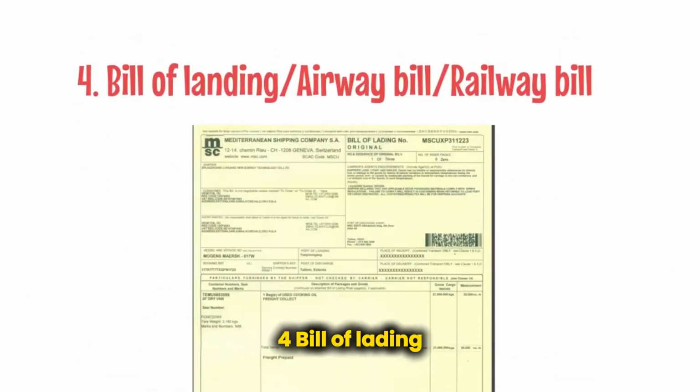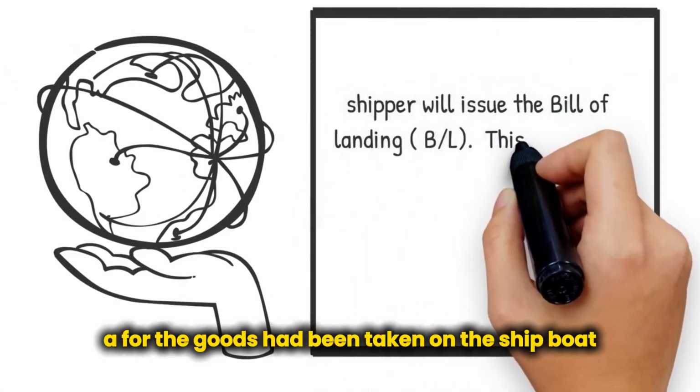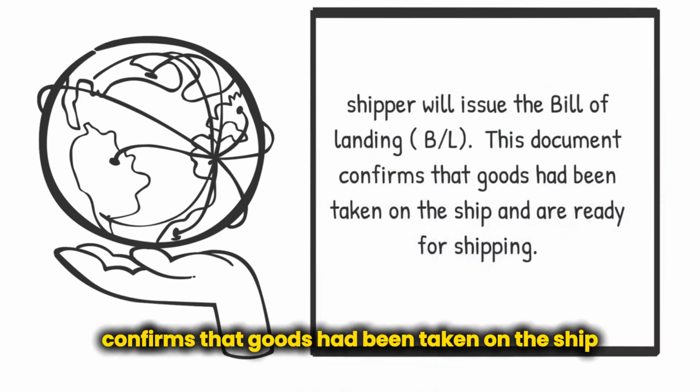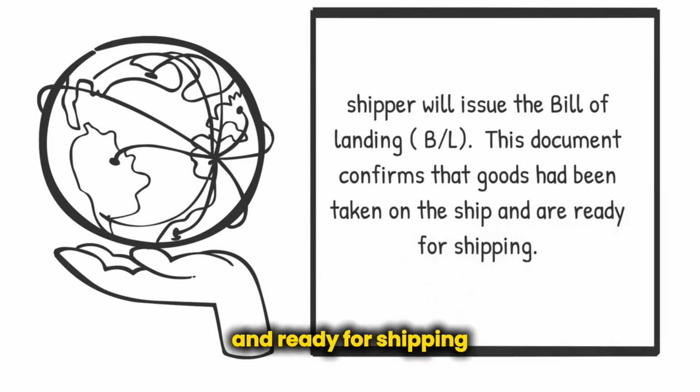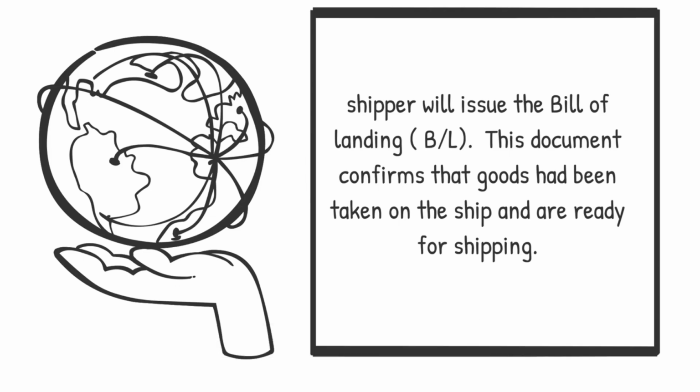4. Bill of lading, airway bill, railway bill. When the goods have been taken on the ship, the shipper issues the bill of lading. This document confirms that the goods have been taken on the ship and are ready for shipping. This is the proof for receivers and banks that the goods are ready for shipment.